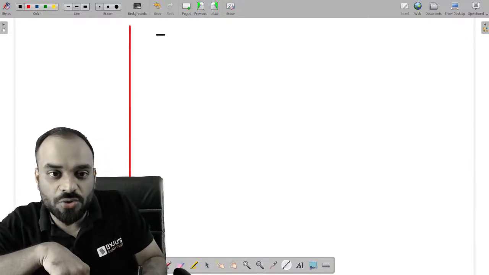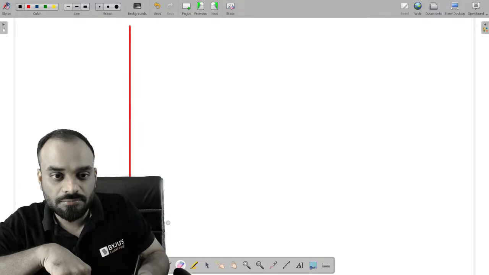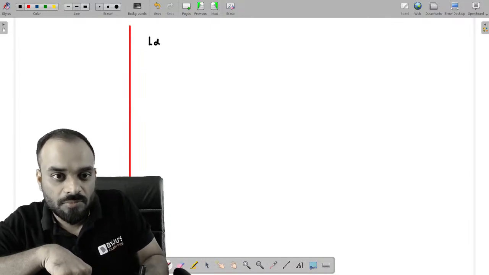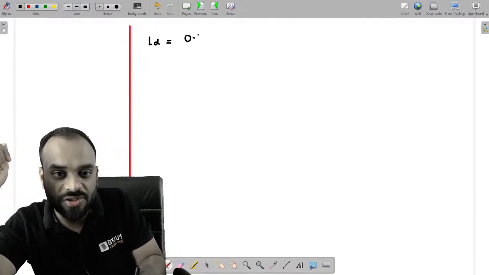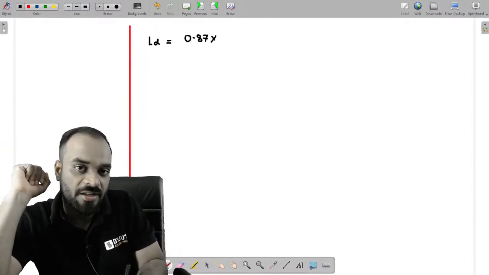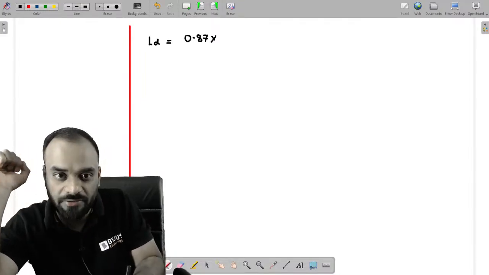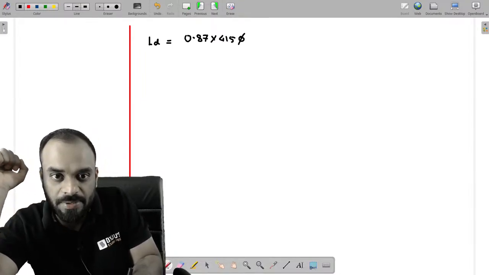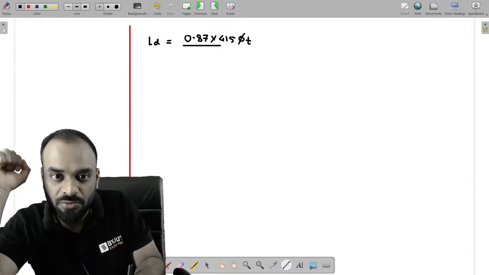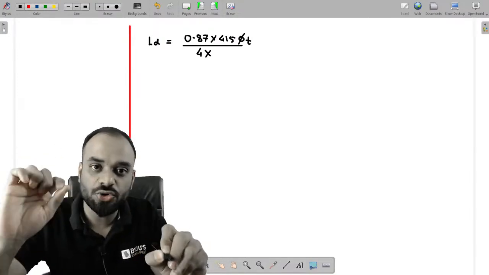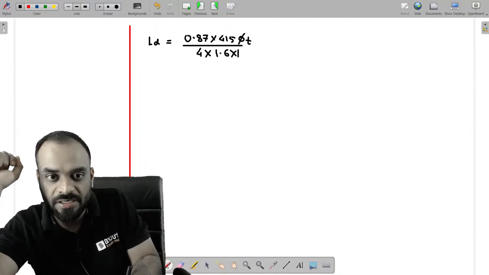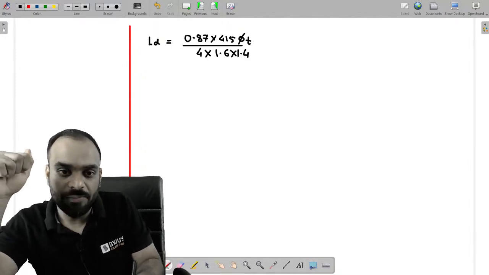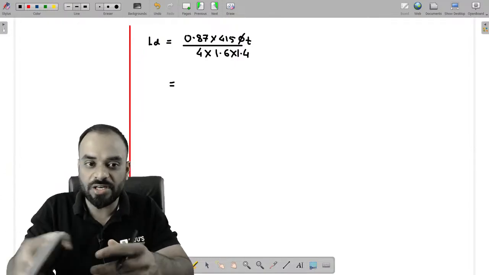Now let us suppose you are using the HYSD bar, then how can we do the calculation? LD is 0.87 Fy. In this case, the value of Fy is 415, multiplied by phi t divided by 4 times tau BD permissible. Now the tau BD permissible value should be increased by 60% as per Indian Standard Code. I need to increase it by 60%, and the permissible value which was earlier there is 1.4. Now let's calculate this value, how much we are getting.